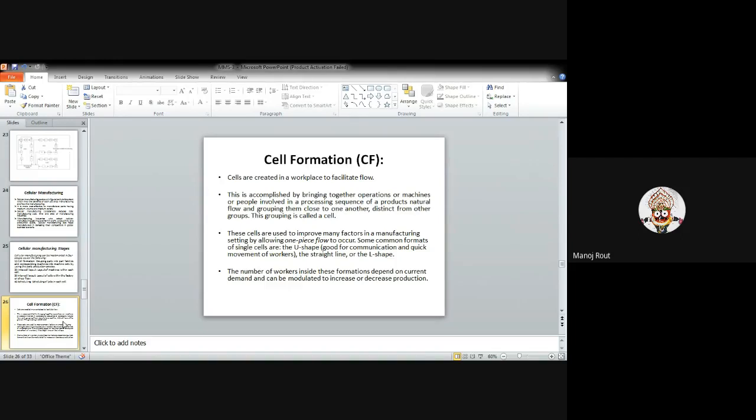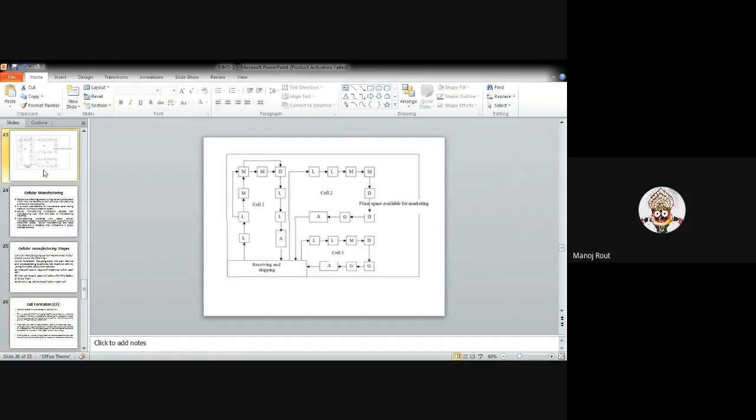In this case, as given in the previous figures, these are the different cells in cell formation. By using four types of machines, cell one is formed. The first one is lathe, milling machine, drilling machine, and again the anvil. So these are the four types of machines used to form a cell.